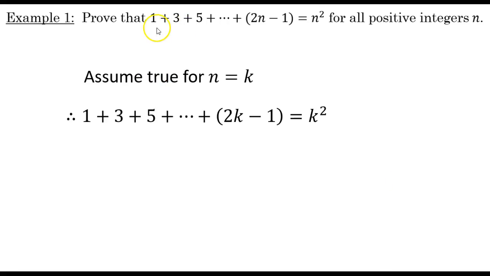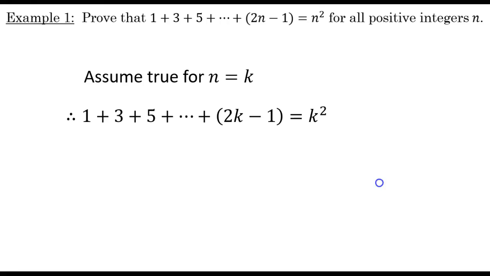Next up, we assume that it's true for n equals k. That means that 1 plus 3 plus 5 and so on to 2k minus 1 will be equal to k squared. We assume that that's true, and I want to keep an eye on that result there, because that's very likely to be helpful in simplifying the next stage.